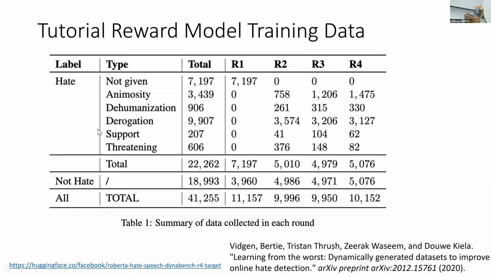So the training data for this Facebook model that we're using as a reward model is shown here. They had multiple rounds of training, 4 rounds. Initially they just did hate or not hate, and later on they broke it down into different categories, what kind of hate it was. But for the actual model here, it's just binary 0 or 1 for training.